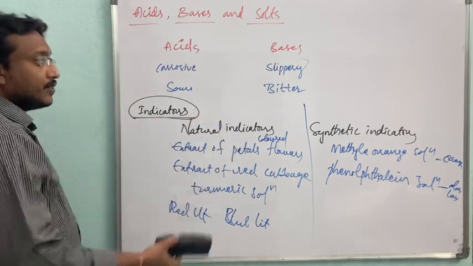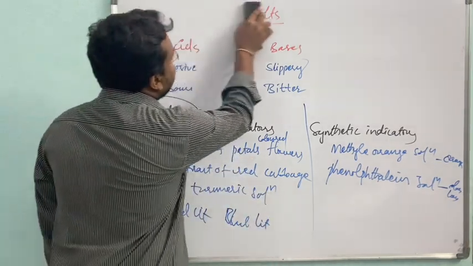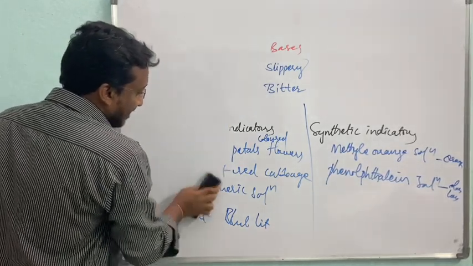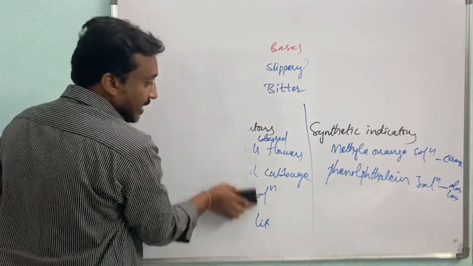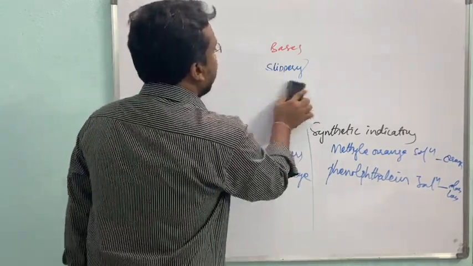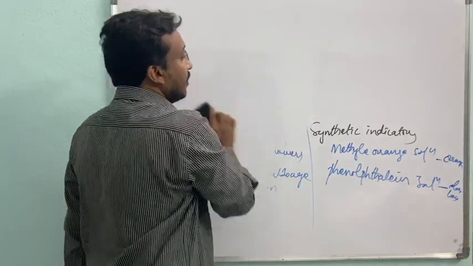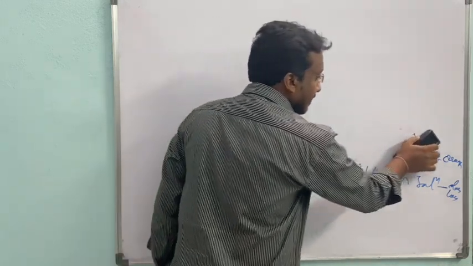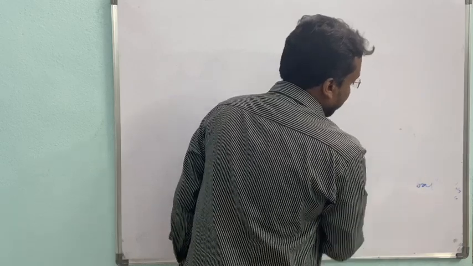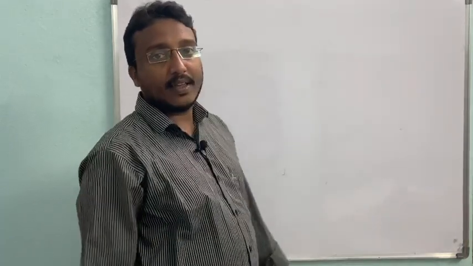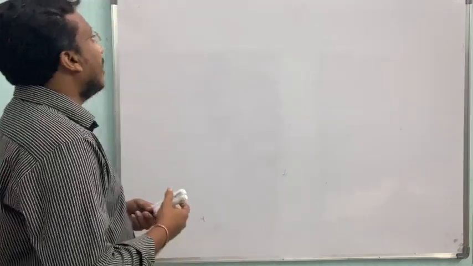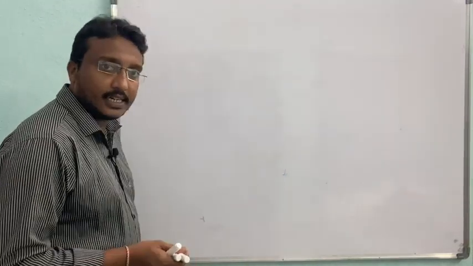Now we are going to do one activity: how to find whether given solutions are acidic or basic in nature by using the indicators. In this chapter on acids, bases and salts, we are going to discuss the properties of acids and bases and neutralization reactions. Now we are going to discuss the properties of acids and bases.